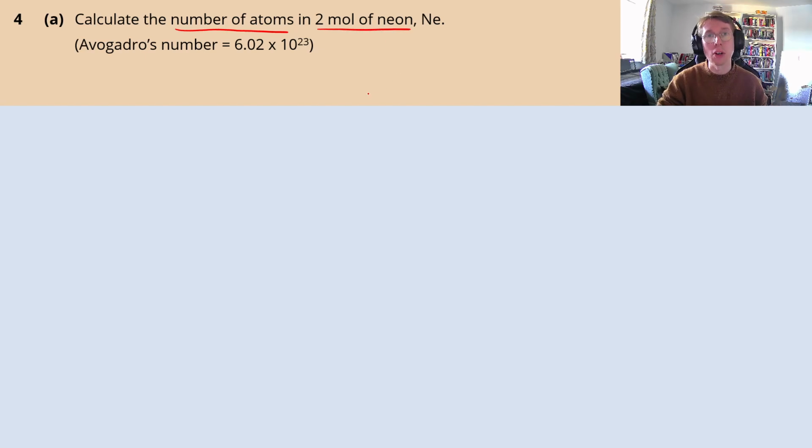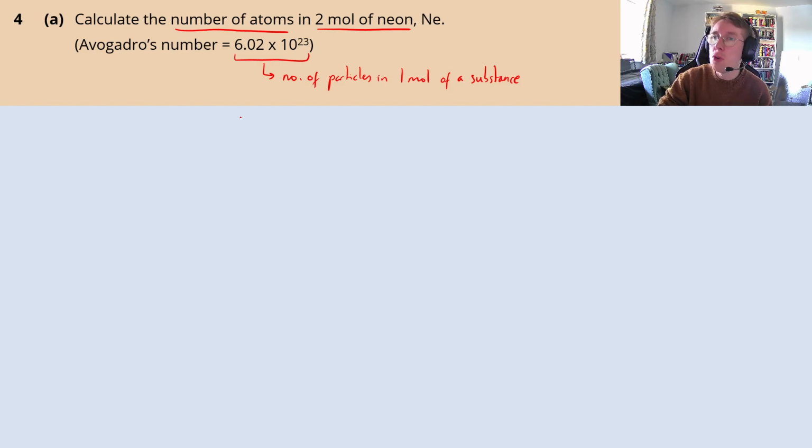So we've got 2 moles of neon, and we're told Avogadro's number here in the question. Now this is only worth 1 mark, so there's not really much that we need to do, but we need to remember what this number tells us. And this number tells us, as we said before, the number of particles in 1 mole of a substance. Now I've used the word particles for a specific reason, which we'll come back to in the other parts of question 4. Okay, so it could be molecules, it could be atoms, it could be a number of things, but it's the number of particles in 1 mole of a substance.